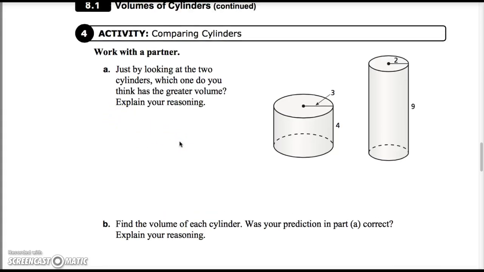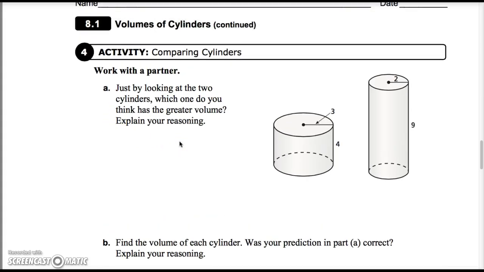Now we're actually going to jump down to activity 4, part A. It says, just by looking at the two cylinders, which one do you think has a greater volume? Okay, so we have the one on the left, the one on the right. Okay, and this is just your own personal opinion. Which one do you think has the greater volume? Which one do you think would hold more liquid?